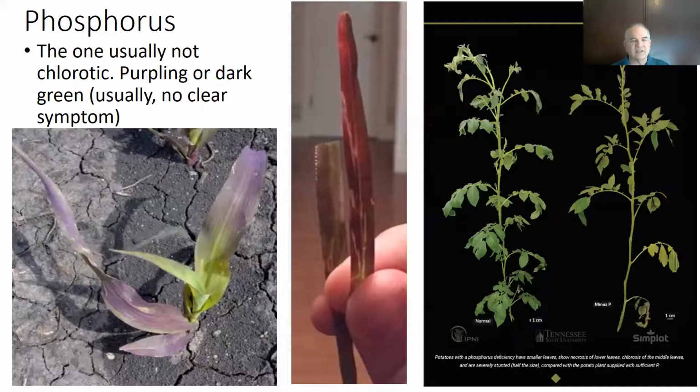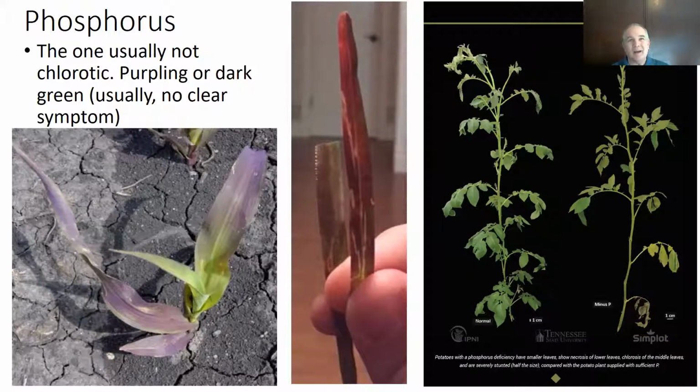Let's look at phosphorus. Now, I picked phosphorus first because it's kind of the weirdo. It's usually not chlorotic. Now, chlorotic means lack of chlorophyll. Chlorophyll is what makes leaves green. And so when a plant lacks chlorophyll or has a reduced chlorophyll content, it tends to be chlorotic. It looks less green, yellow, even white sometimes. Phosphorus doesn't really do that, though, usually. Now, there's exceptions to that, but usually it doesn't show up as chlorosis.